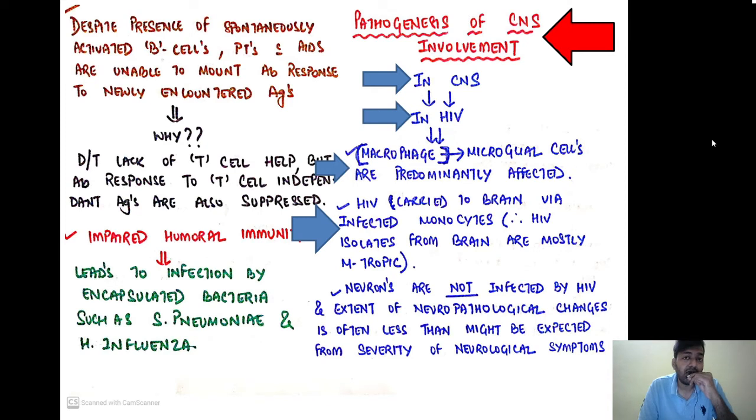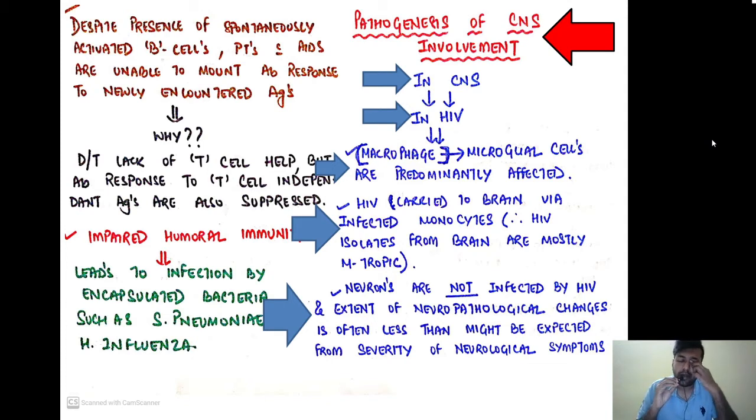Therefore, the HIV isolates from the brain are mostly M-tropic. That is, mostly they are M-tropic. And remember, the neurons are not infected by the HIV, and the extent of neurological changes is often less than might be expected from the severity of the neurological symptoms.